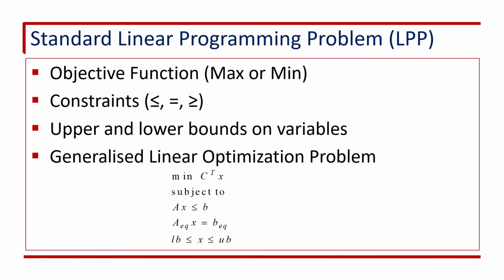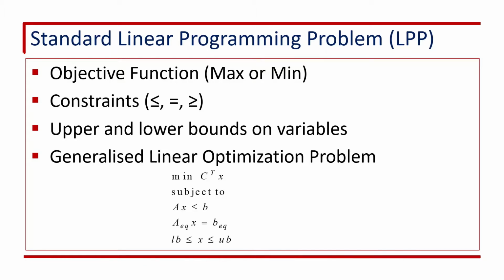An optimization problem always has an objective function of either maximization or minimization. It may have some constraints of type less than or equal to and greater than or equal to. Variables may have upper and lower limits. A generalized linear optimization problem in matrix form is visible on the screen.